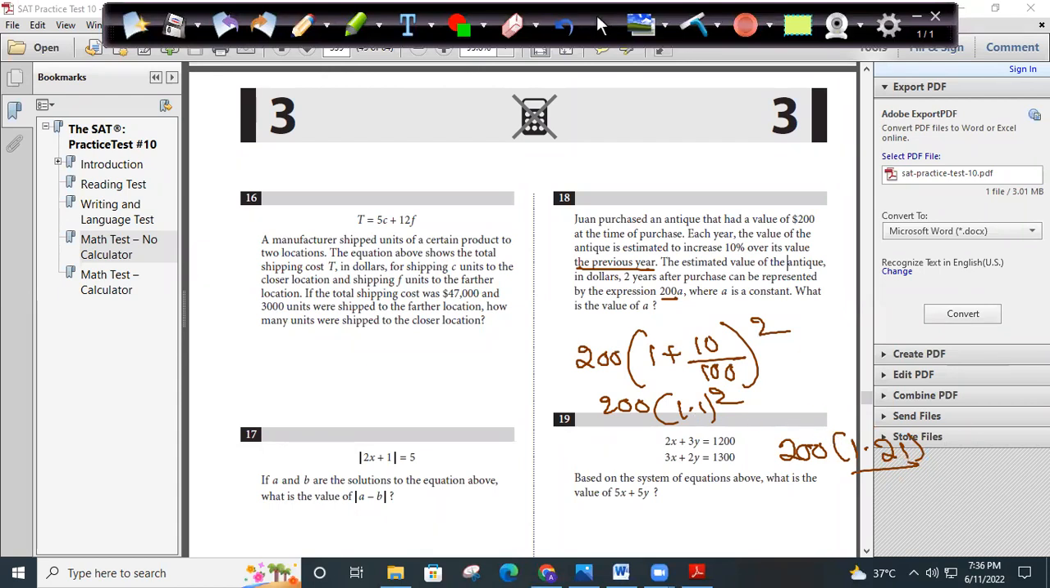The rest of the options are wrong. Suppose you are unable to identify this. Take 200. After 1 year, it increased by 10%. So 10% of 200. Take 200 common: 1 plus 10 by 100, which is 1 by 10, which is 200 into 1.1.